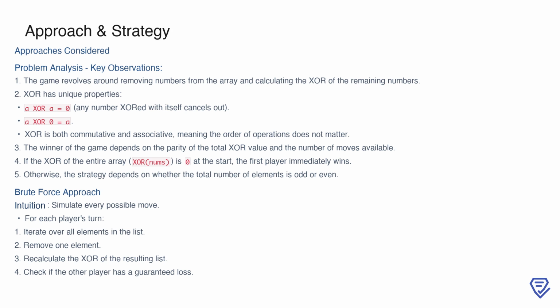The idea here is straightforward. For each turn, iterate through all elements, remove one, recalculate the XOR, and see if the opponent has no way to win. However, as we'll see, this approach has significant limitations.